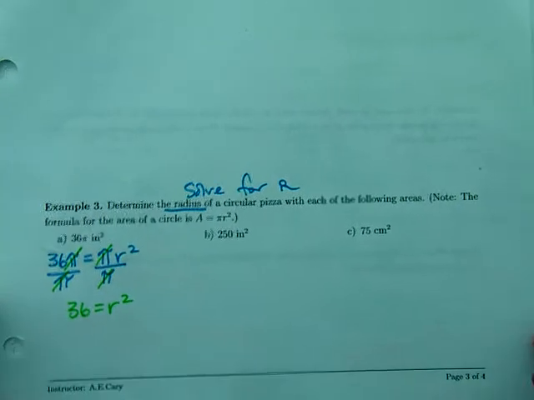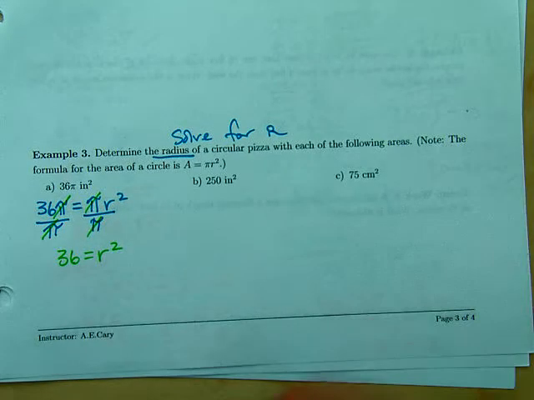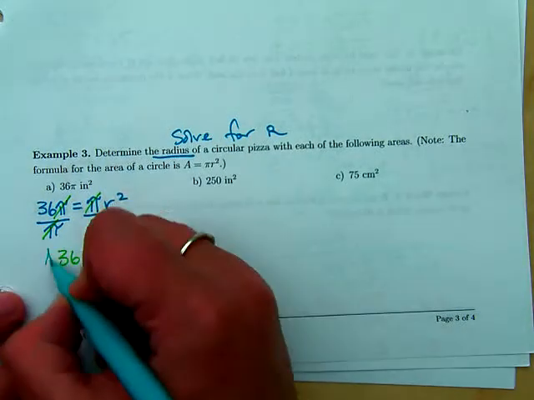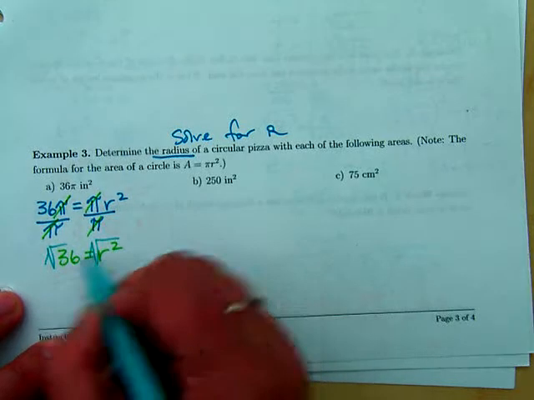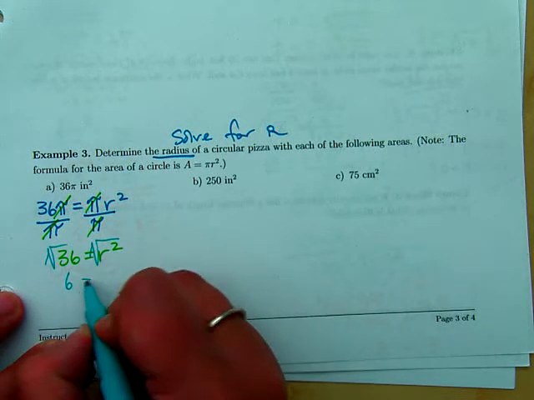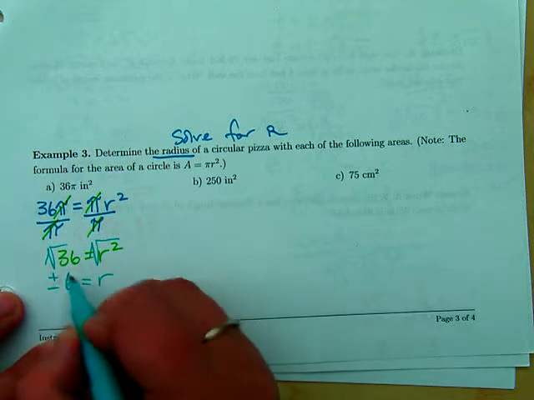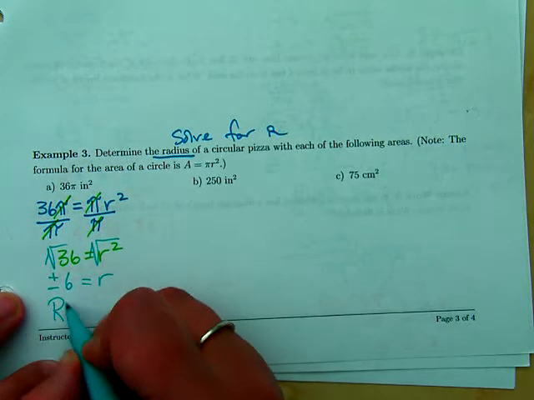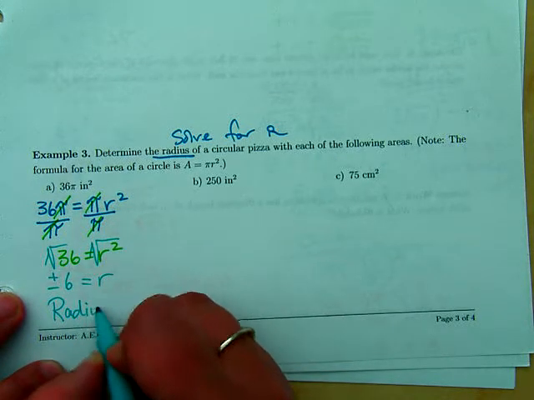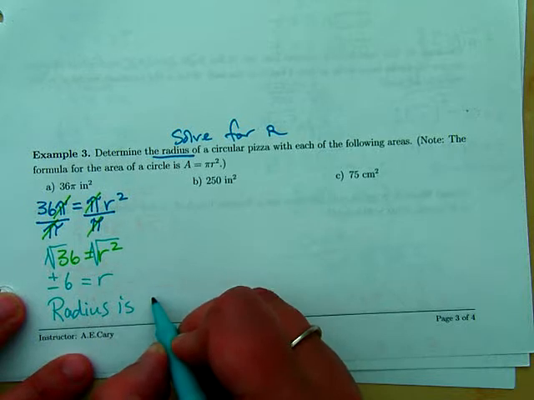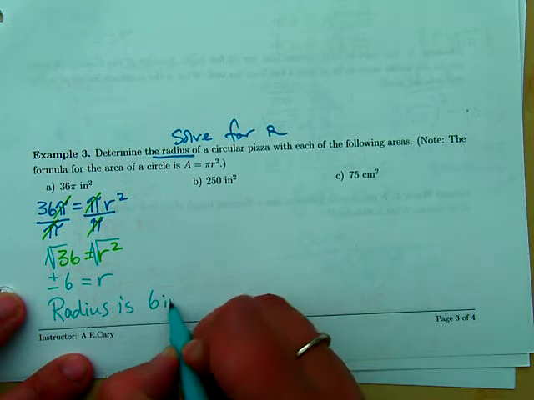Any thoughts about what r would have to be? Well, we could take the square root and we get 6 equals r. Now, usually it would be plus or minus, it would be both, right? But because the radius has to be positive, the radius is going to be the positive 6 inches.